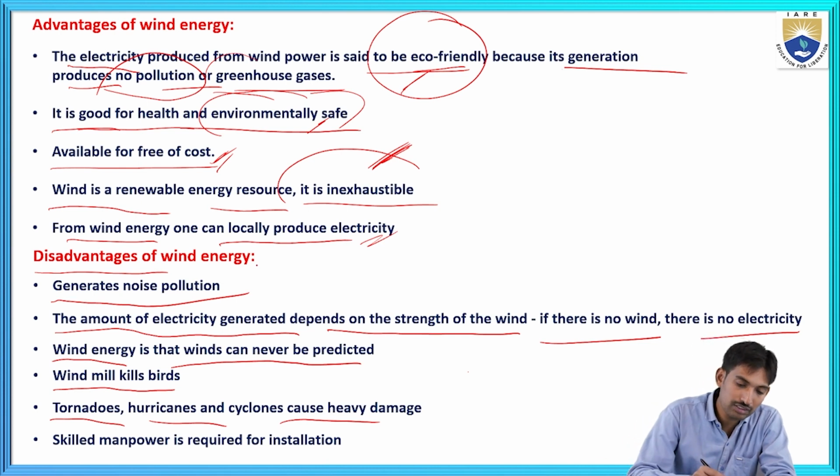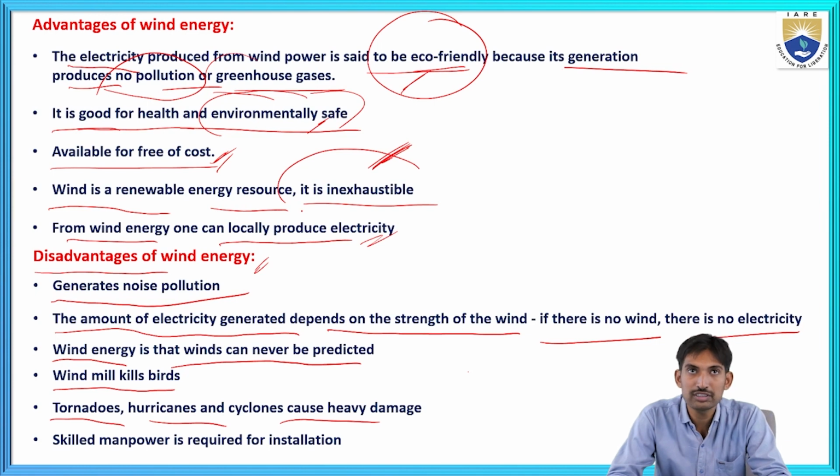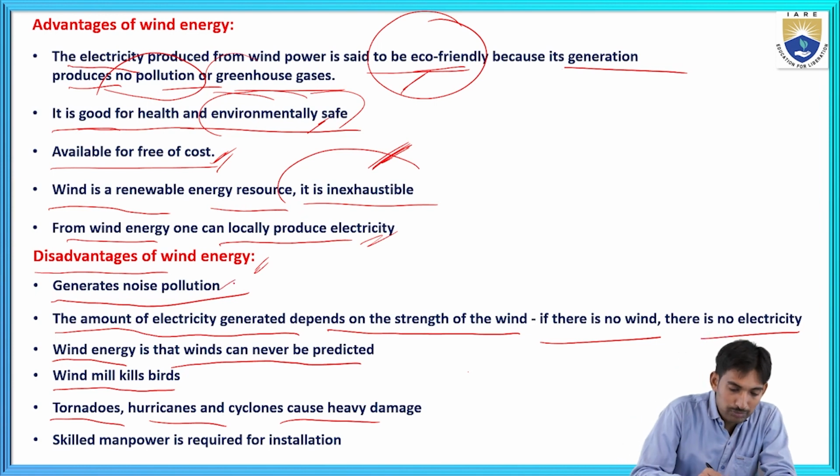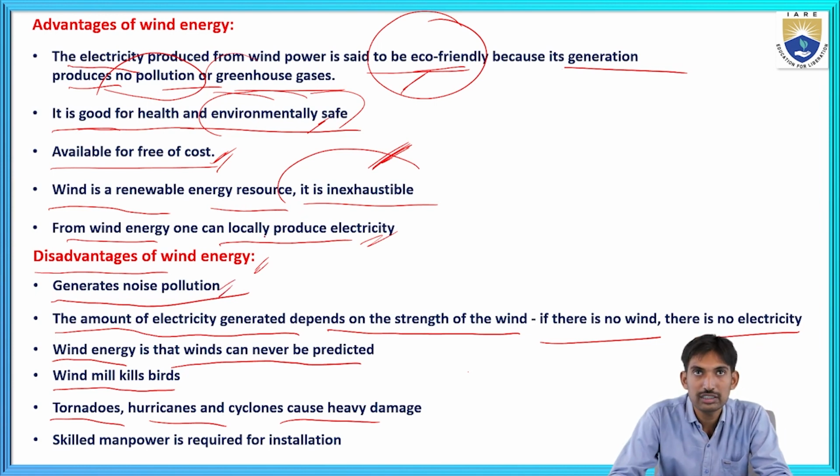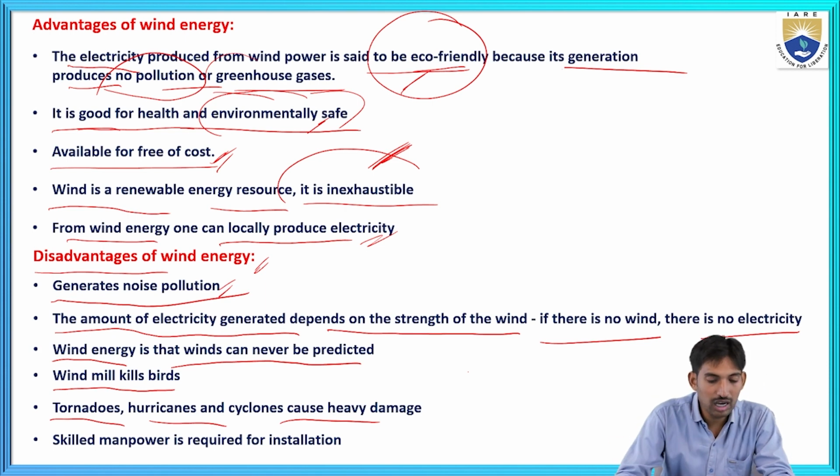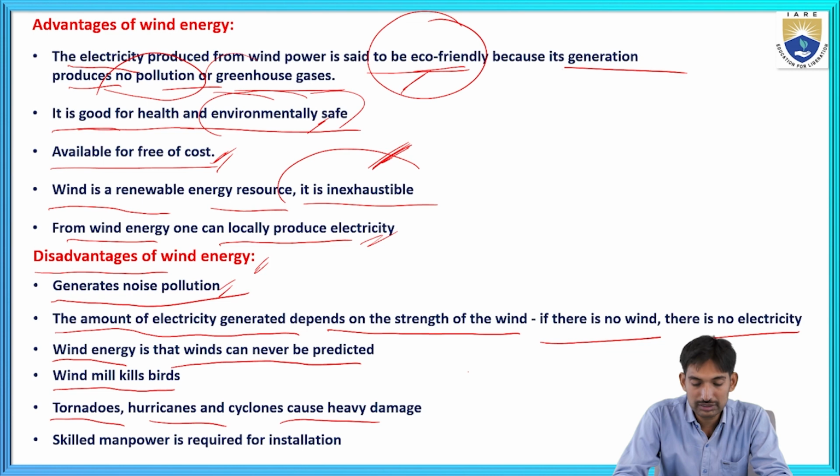The disadvantages of wind energy. It generates noise pollution. The amount of electricity generated depends upon the strength of the wind, and if there is no wind, there is no electricity. Only when the wind is there can we produce electricity.